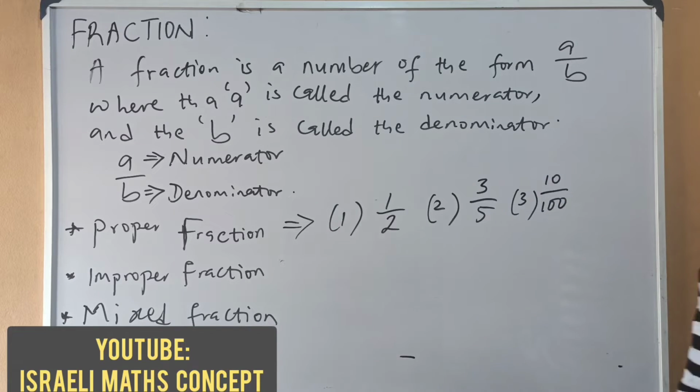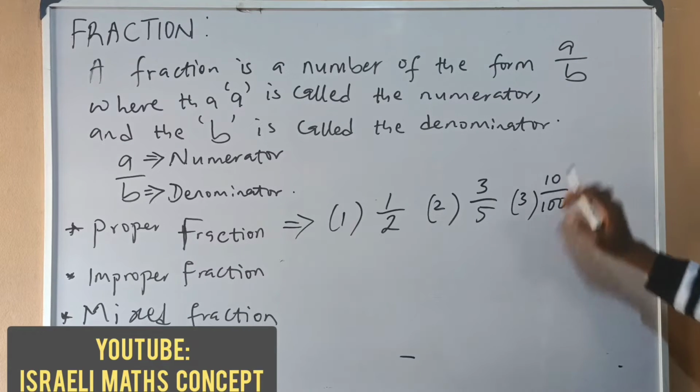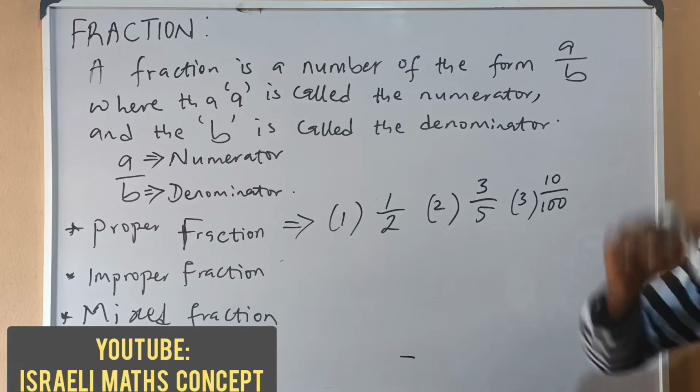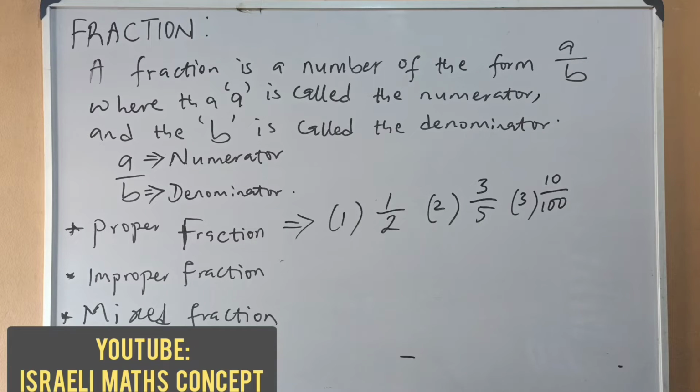10 over 100 is still a proper fraction because the numerator, which is the number on top, is smaller than the denominator. Remember, I want to recall to your memory that a proper fraction is a type of fraction where the numerator is smaller than the denominator. I guess you've understood the concept of proper fraction.